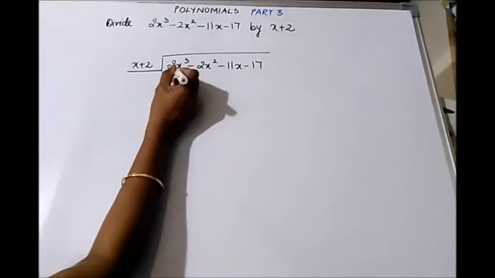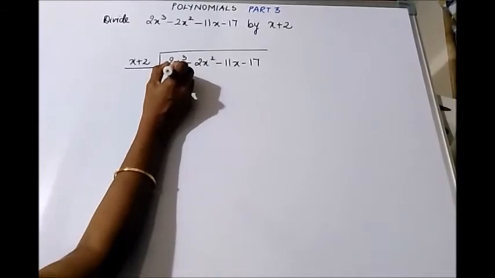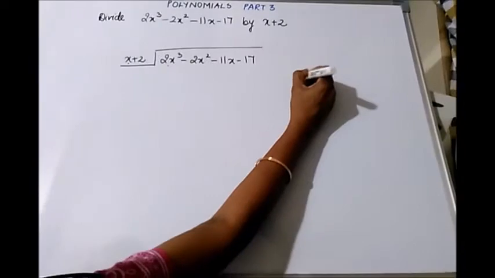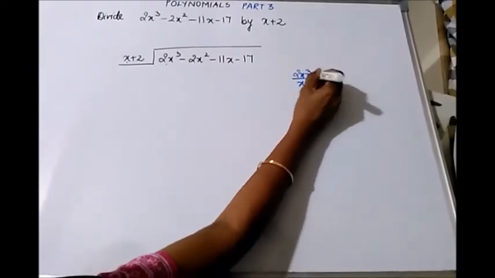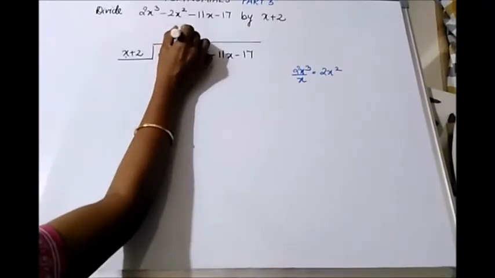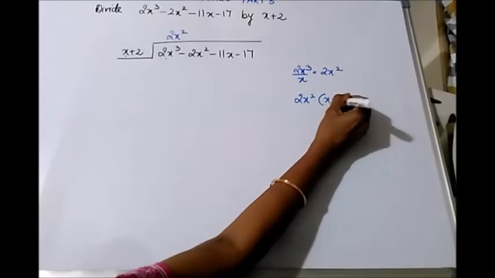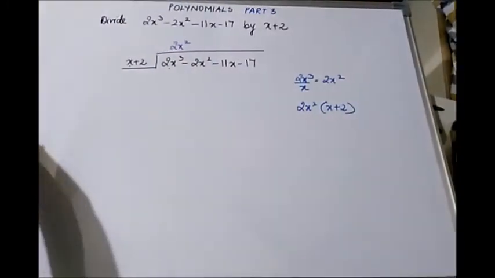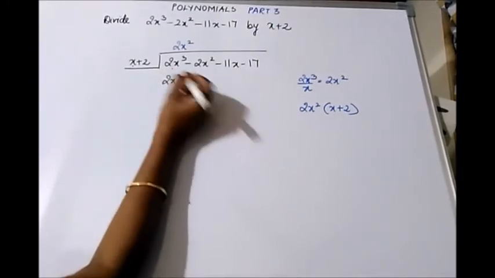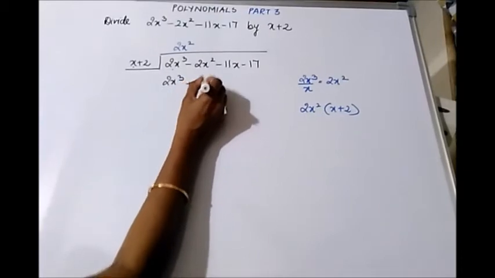What is the first step? Take the term with the highest degree of the dividend and the divisor. 2x cube divided by x will give us 2x square. Now write this 2x square here. Next step is to multiply 2x square by the given divisor. When you multiply, what do we get? 2x square multiplied by x will give me 2x cube. 2x square multiplied by 2 will give me plus 4x square.